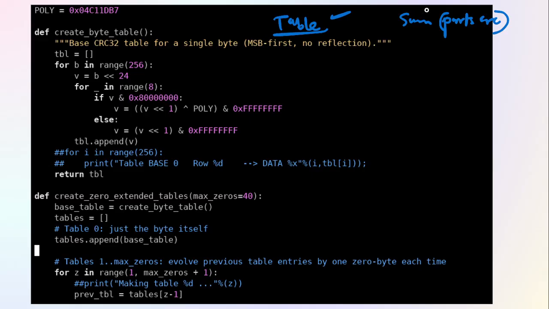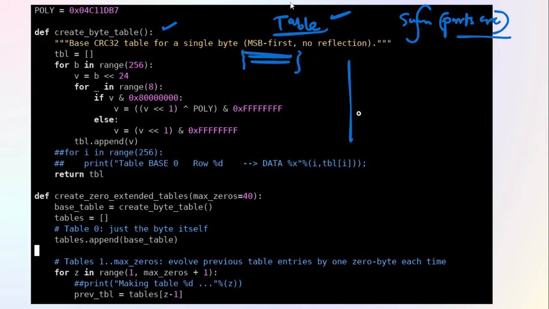Excuse me. Or integral taken over CRC of the parts. So let's look at the first thing: how do we create these tables? The table is really based on a very simple approach. This is something that you would have already probably seen many times. Even software developers use these tables.